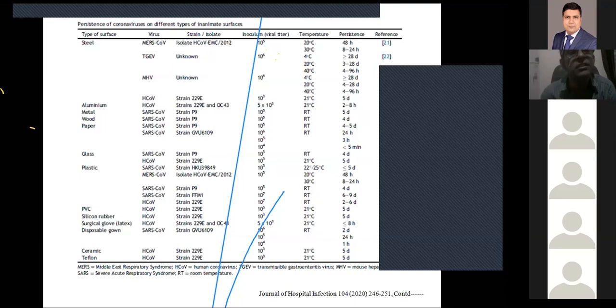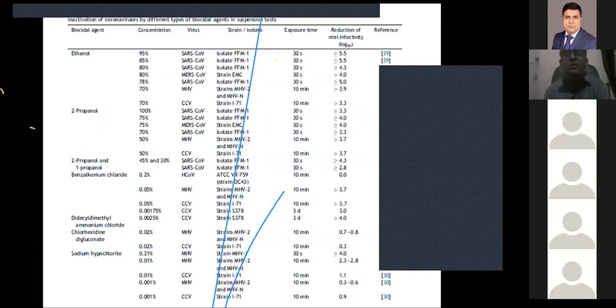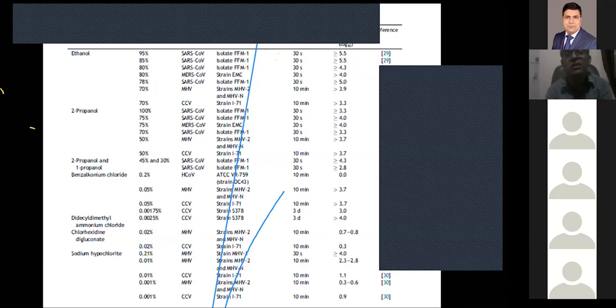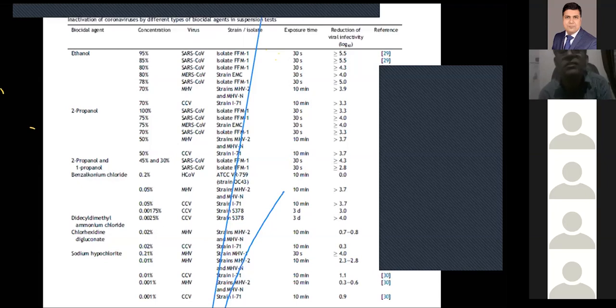See, these are some common chemicals which are used as sanitizers, and their power of sanitization is mentioned as a reduction in viral infectivity on the log 10 scale. In the last but one column of this slide, ethanol has an effectiveness of 5.5 standard at 30 seconds. When you expose any object to ethanol, 95% ethanol, then 5.5, 85% ethanol, then 5.5 standard, then 80% ethanol sanitizes by 4.3 standard. In the same way, 70% is sanitizing the surface by 3.9 standard.